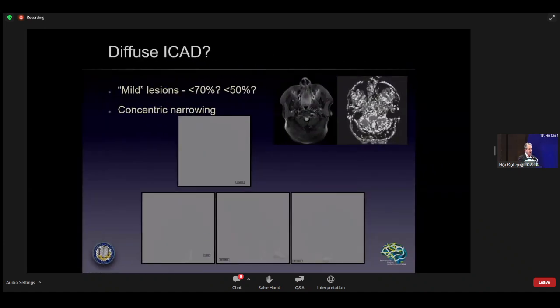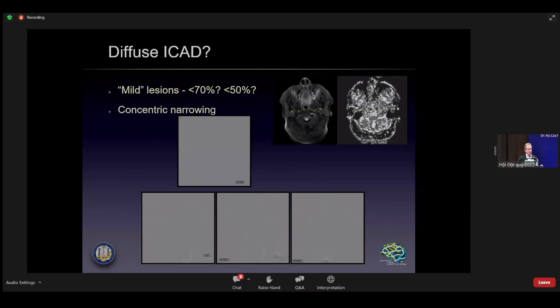So diffuse ICAD does exist, and we don't recognize it. When we talk about the trials that have been done, we've always looked for those that are at highest risk of stroke, where there's really severe stenosis. But the problem with that is that when you start to look for more and more severe stenosis, a focal severe stenosis, you ignore other types of disease.